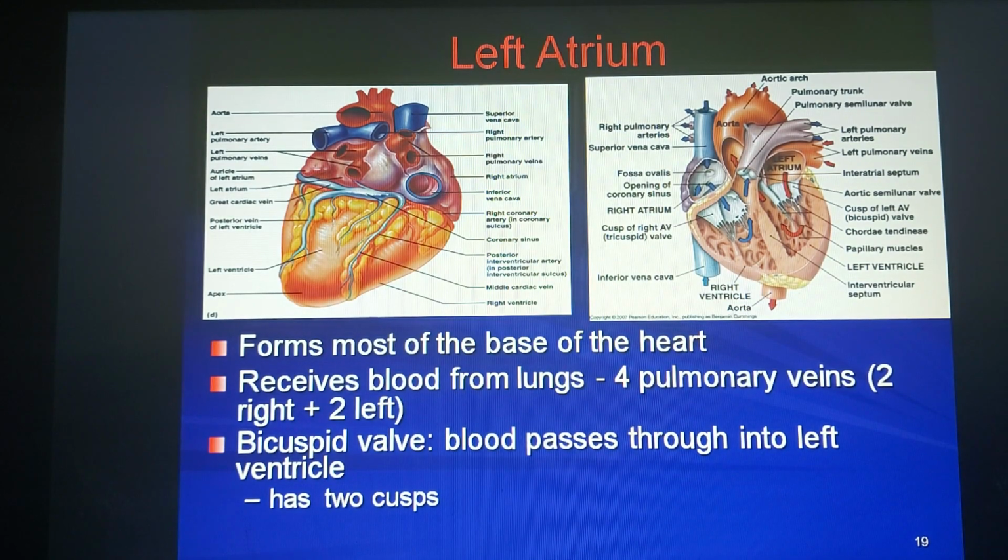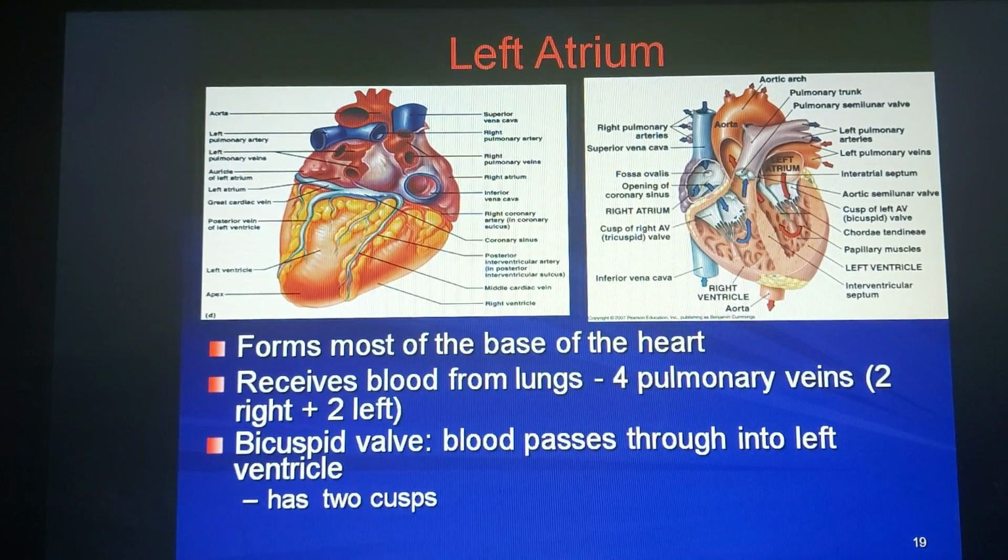The left atrium mainly forms most of the base of the heart. It receives blood from the lungs by 4 pulmonary veins: 2 on the right side and 2 on the left side.